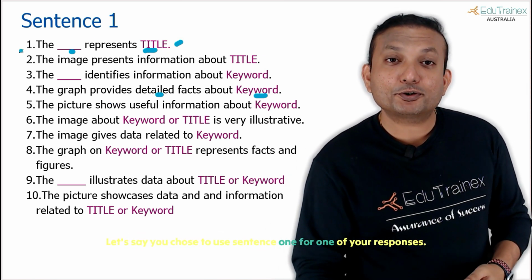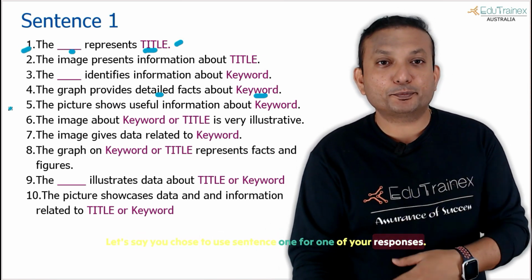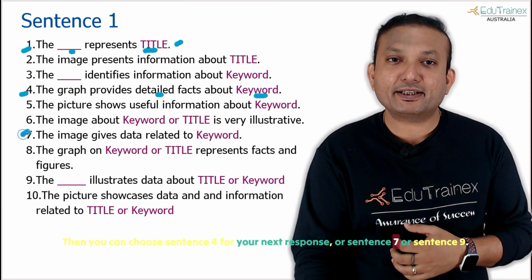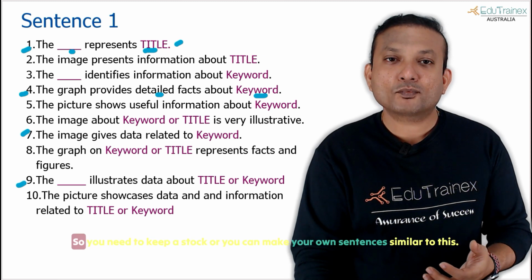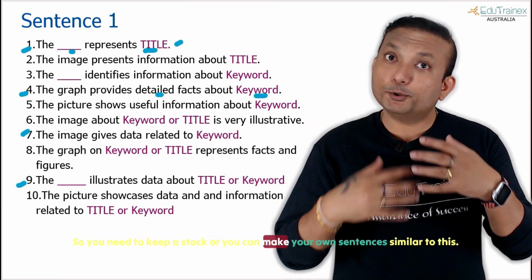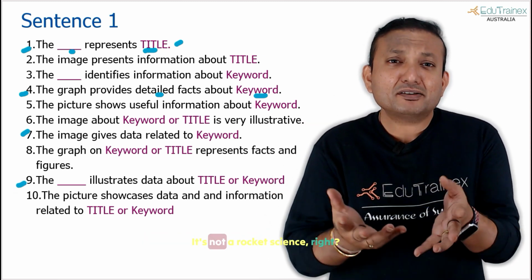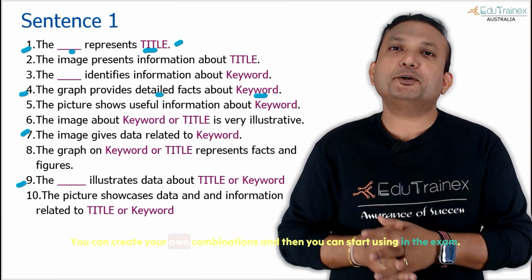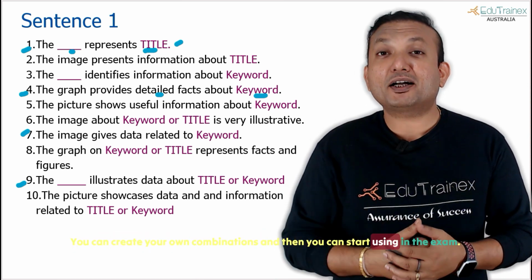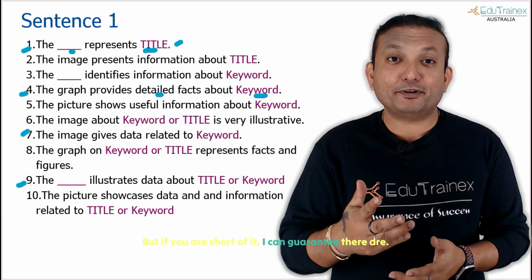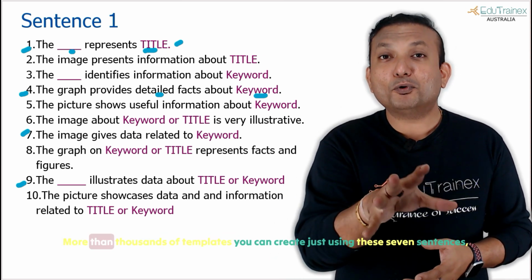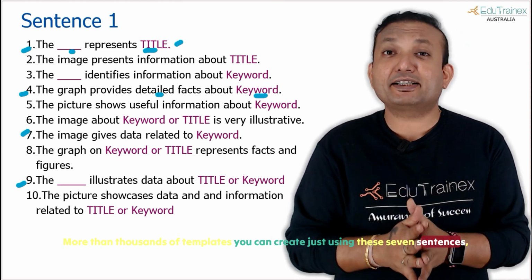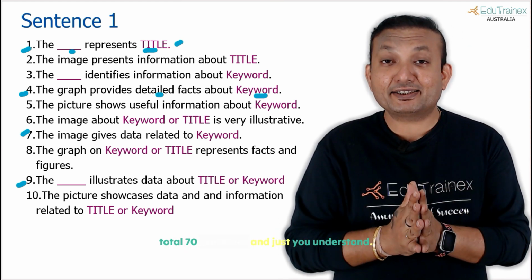Let's say you chose to use sentence 1 for one of your responses. Then you can choose sentence 4 for your next response, or sentence 7 or sentence 9. So you need to keep a stock, or you can make your own sentences similar to this. It's not rocket science, right? It's just plain English language. You can create your own combinations and then start using them in the exam. But if you are short of them, I can guarantee there are more than thousands of templates you can create just using these 7 sentences, a total of 70 sentences.